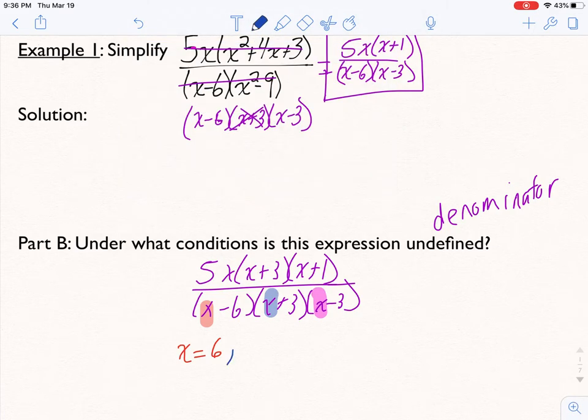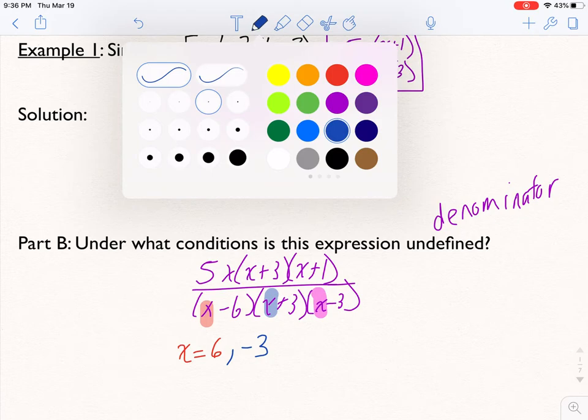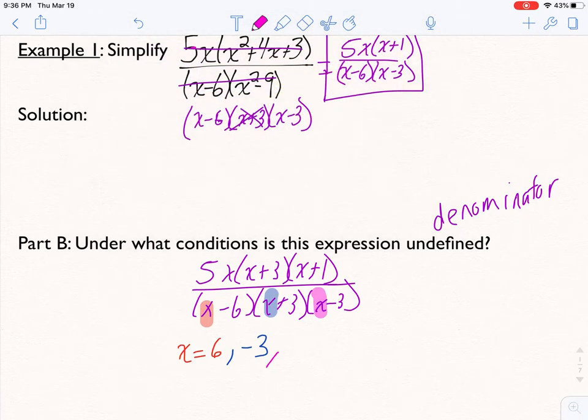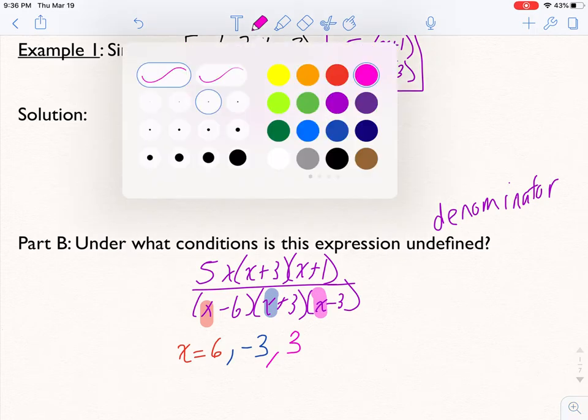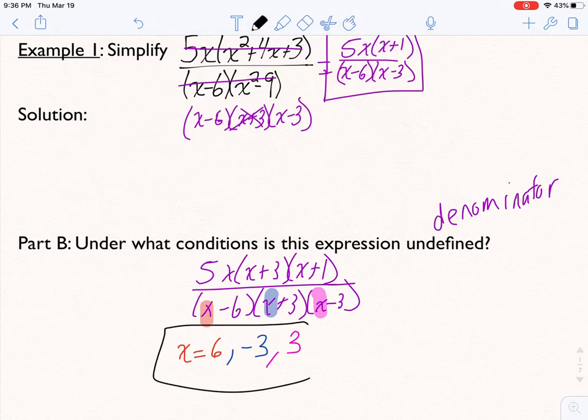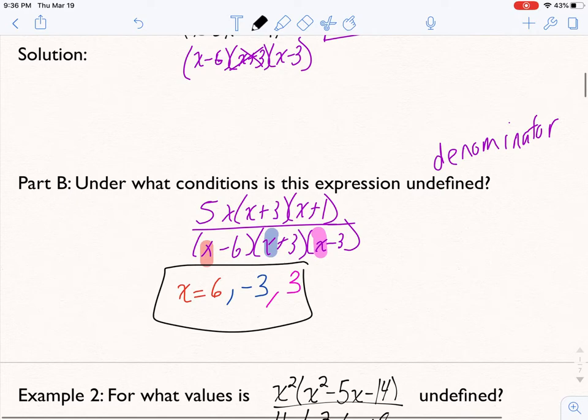In my second one, what number do I need to plug into that blue spot? X plus 3. Well, if I plug a negative 3 in, that parenthesis gives me a 0, which would make that whole problem undefined. And finally, in my pink, if I plug a 3 in for there, 3 minus 3 is 0, which gives me undefined. So therefore, I am undefined at 6, negative 3, and 3.